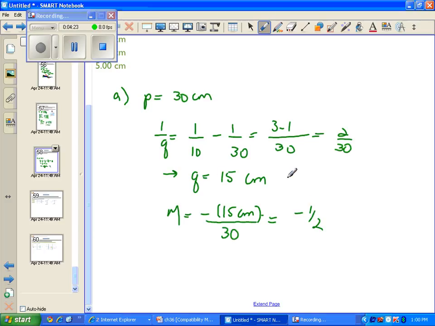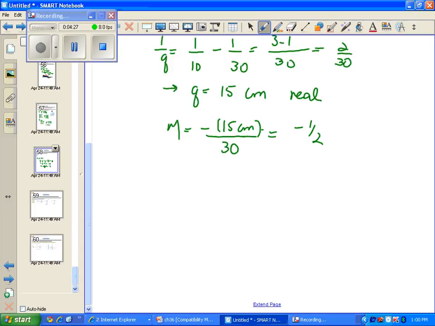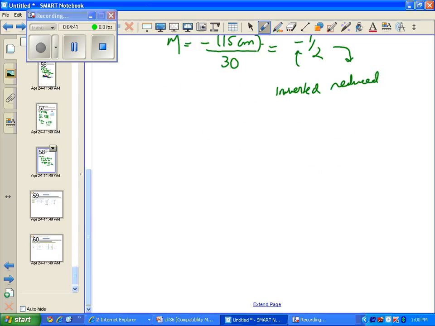Well, the positive q tells us we're dealing with a real image, but in the case of lenses, a real image is on the opposite side of the lens as the object is. The negative tells us it's going to be inverted, and the half tells us it's going to be reduced. So a ray diagram for this would look like the following. Here is our, actually we didn't need the vertical line, did we? Let's go ahead and just erase that.